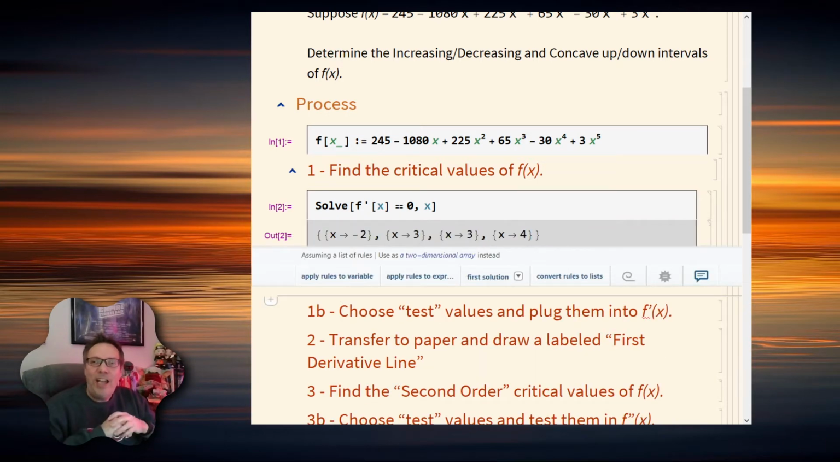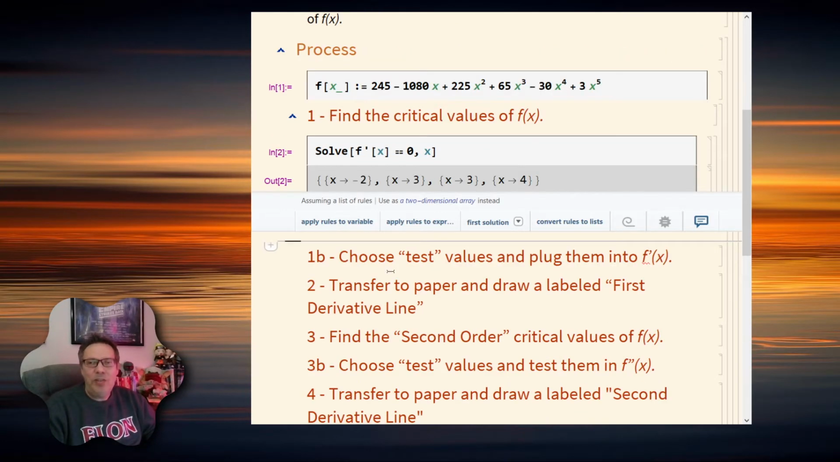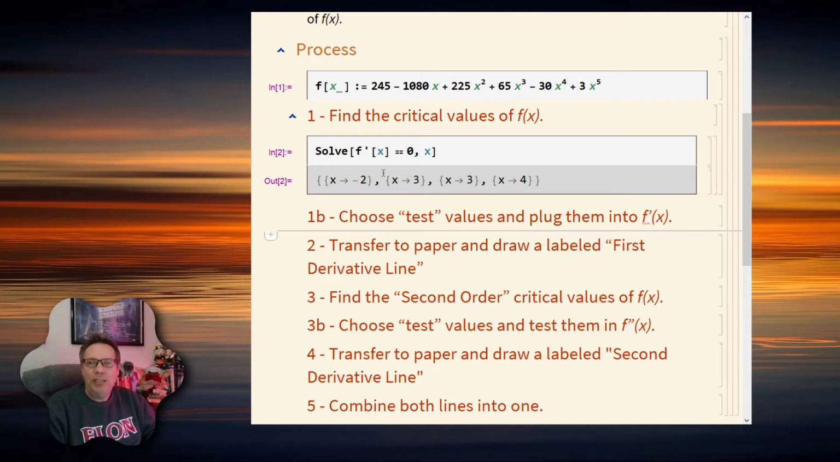Another shift enter. And you see I wind up getting 4 outputs. Only 3 numbers, but 4 outputs. So I want you to imagine these numbers, -2, 3, and 4. Test values are the numbers that are between these numbers here. So I can pick 0, 3.5, and 5. But don't forget things that are less than -2 as well.